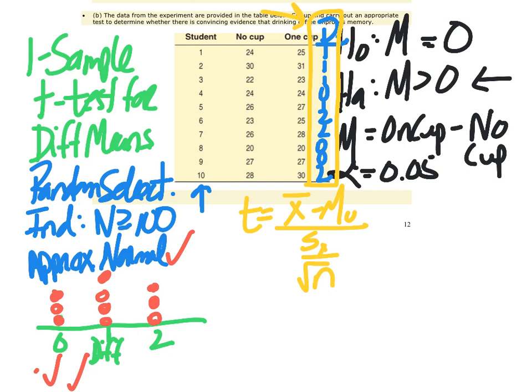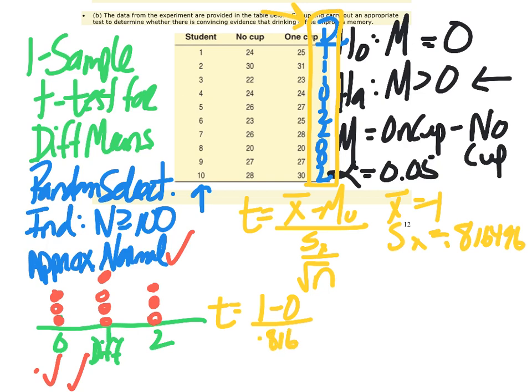When I do the one variable statistic, what I end up getting is that x bar is 1, and s of x on the calculator is 0.816496. So if we put that data into our test statistic, we're going to have 1 minus 0 over the standard deviation that we just calculated over the square root of 10. That's going to give us a test statistic of 3.87.